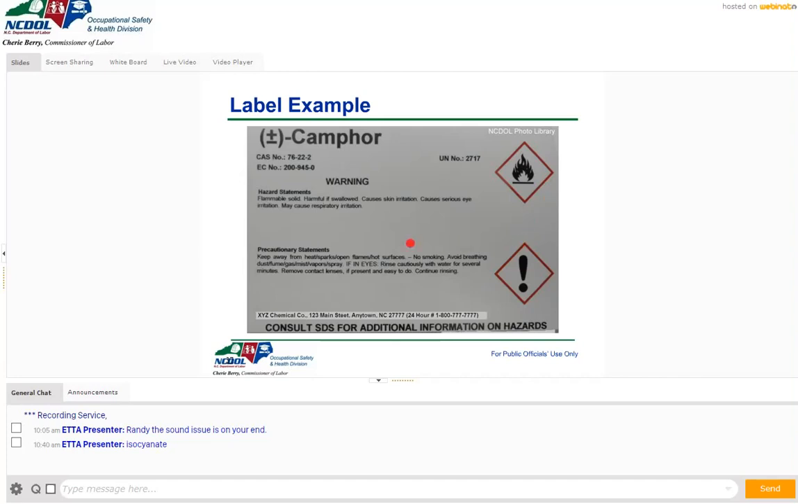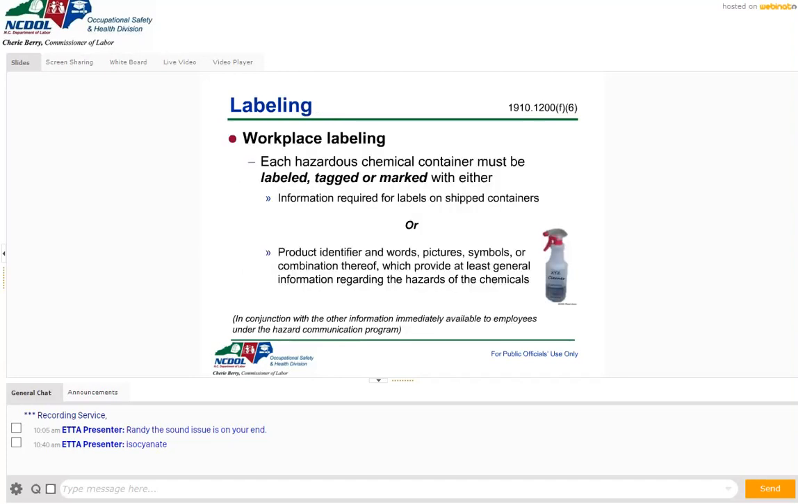What is it? Camphor, the pictograms, hazard statements, precautionary statements, warning, and name and address of the company that produced or manufactured this chemical.